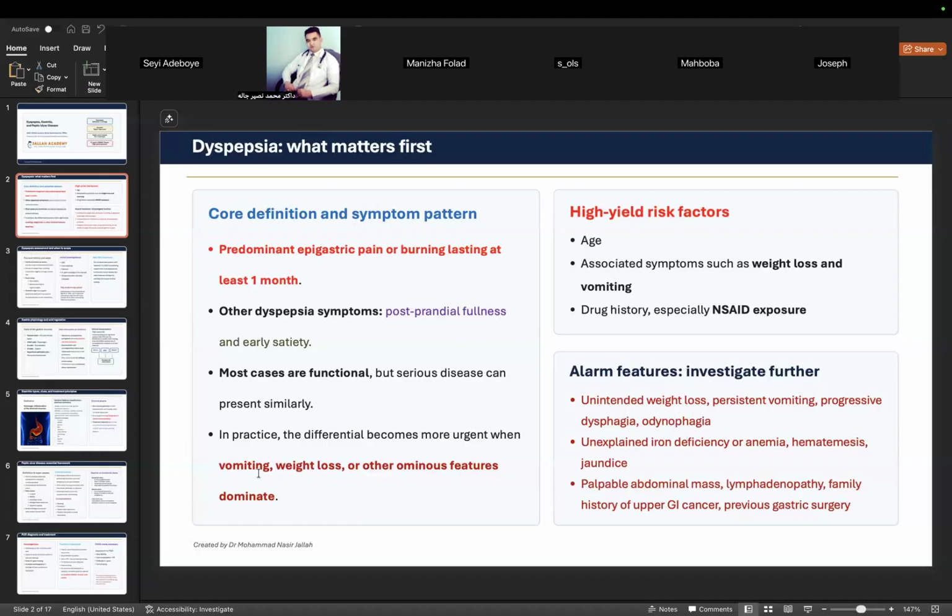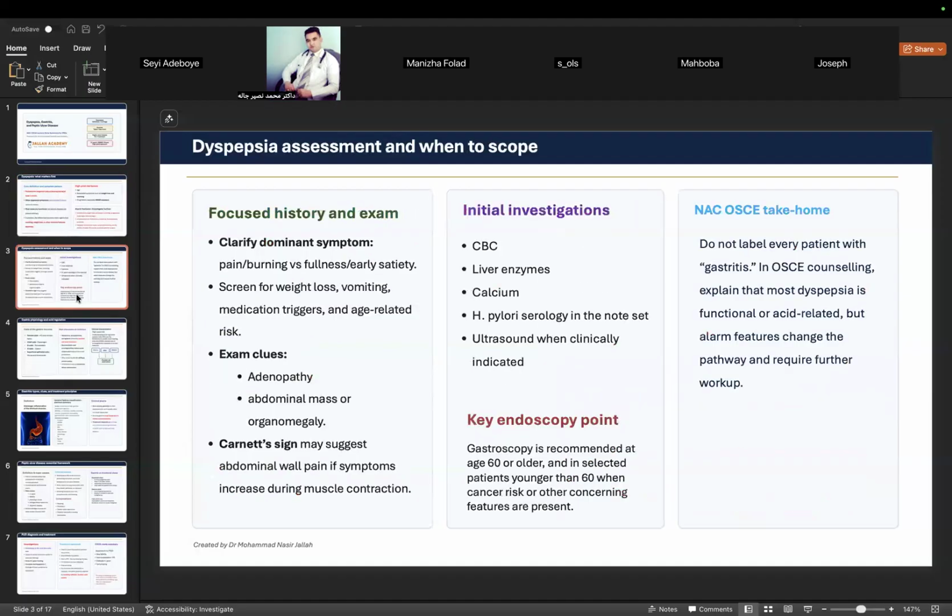Just to make it very simple, I put it here, but these are the alarming features. If you have any of them present, then you have to escalate. It means you need to do further investigation or you need to do endoscopy. Because for all the dysphagia, for all the dyspepsia, we're not going to jump into endoscopy unless the patient has all these signs and symptoms.